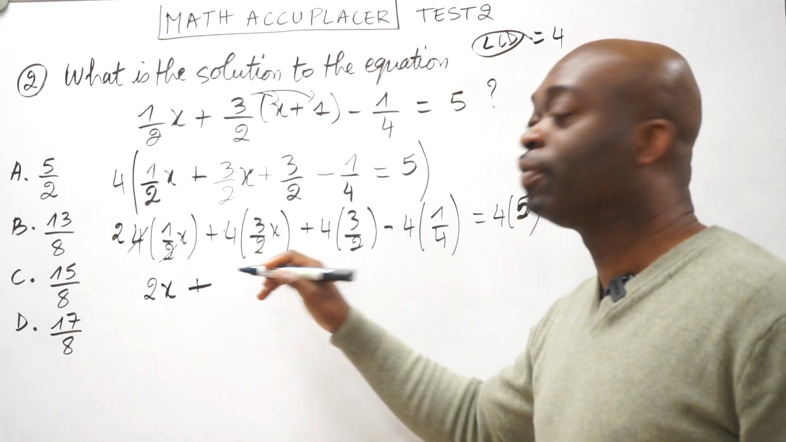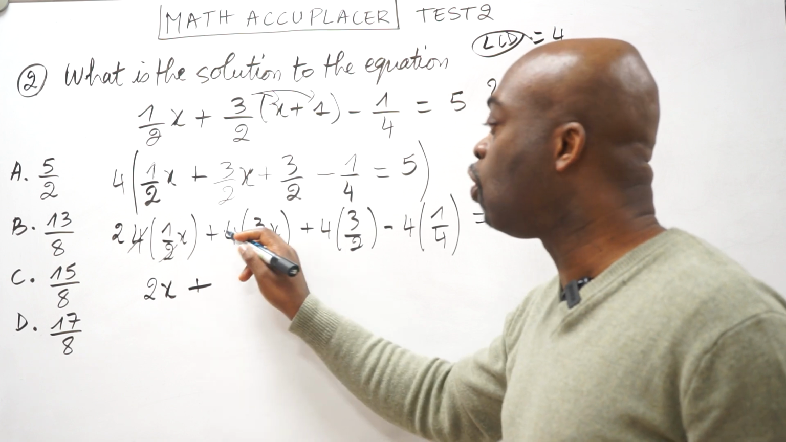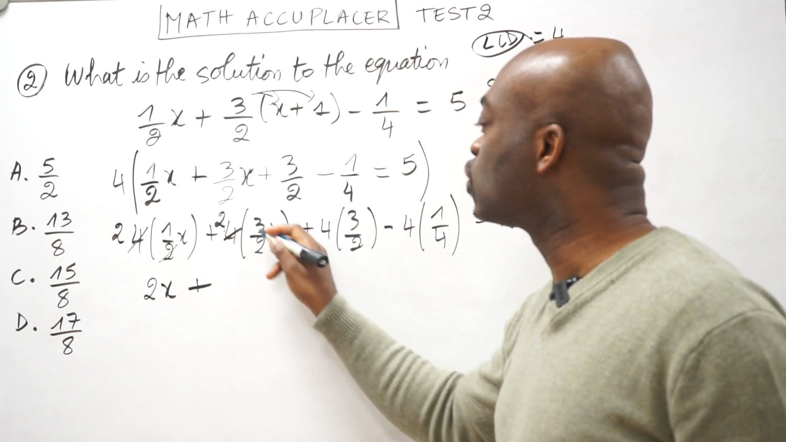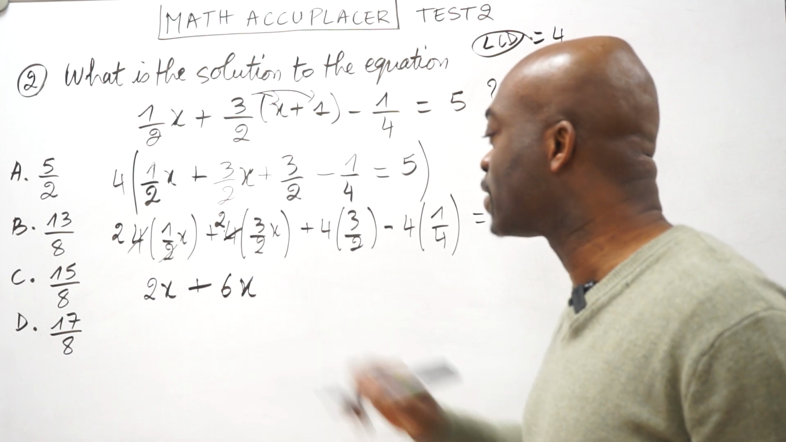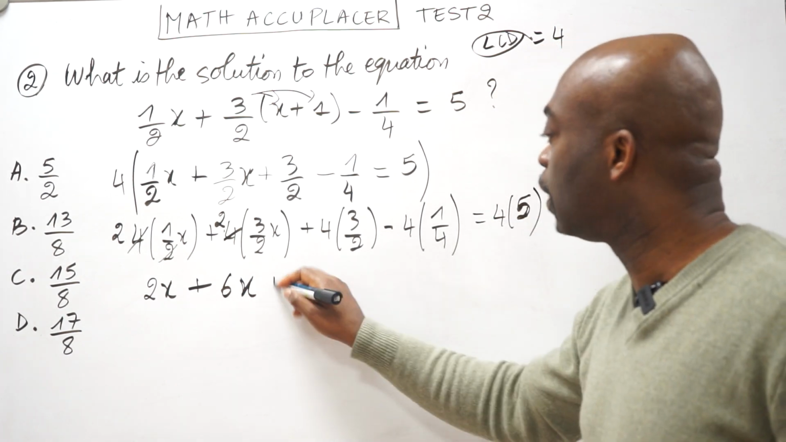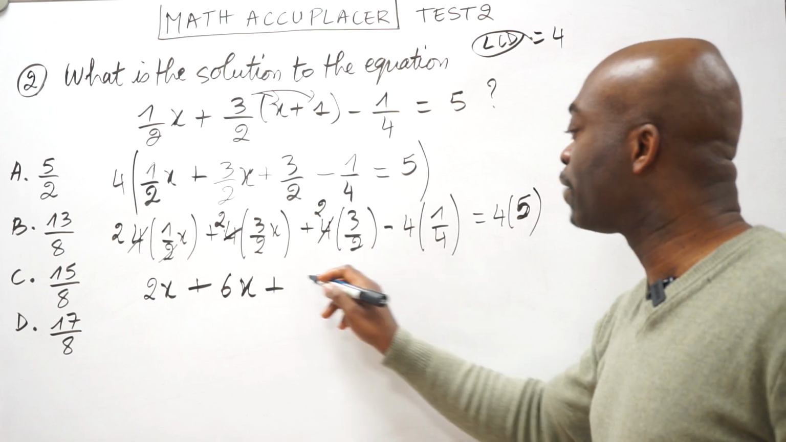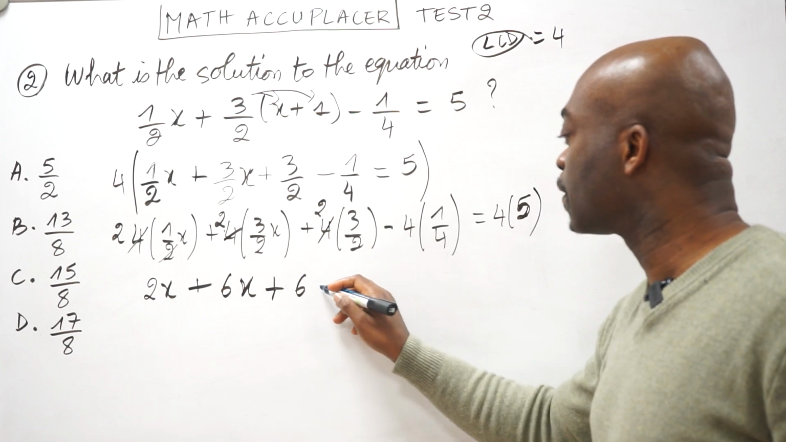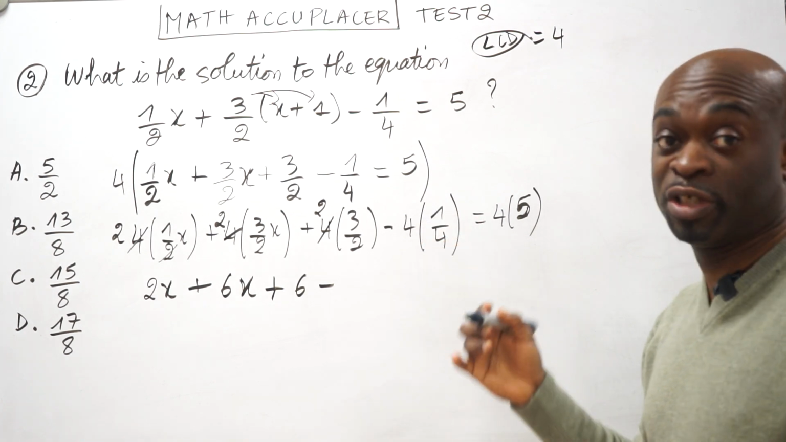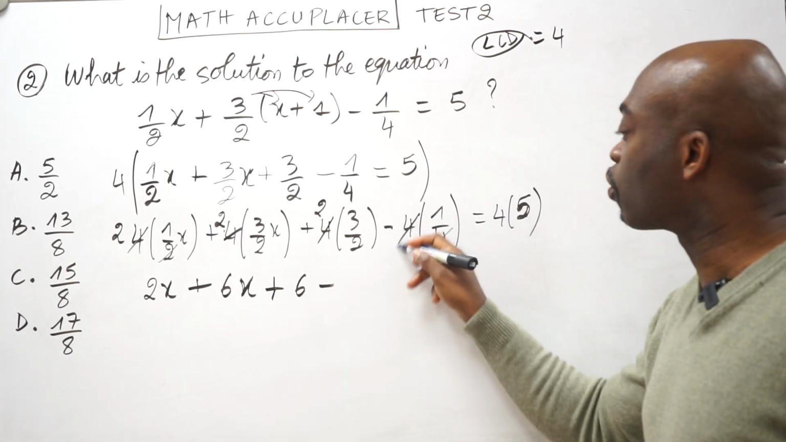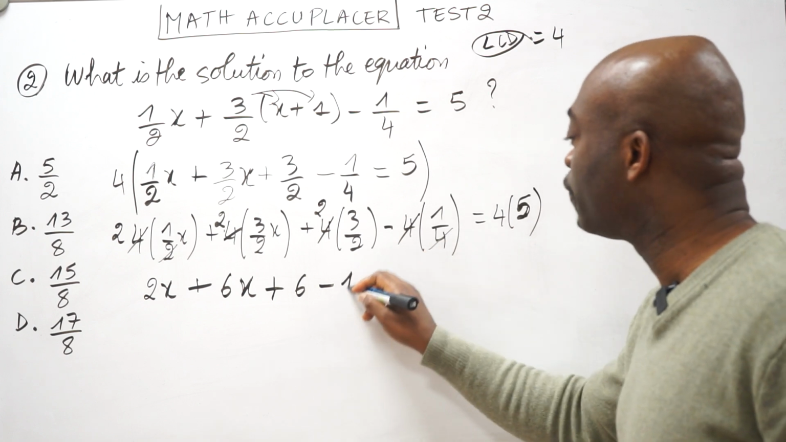12 divided by 2 is 6. Or again, somebody can say 2 goes into 4 twice, and then 2 by 3 is 6x. Okay? So you guys can see what's happening here. Then plus 2 goes into 4 twice, and 2 by 3, 6. Minus 4 times 1 is 4 divided by 4, which is 1, or 4 crossed out for top and bottom. So you end up with -1.